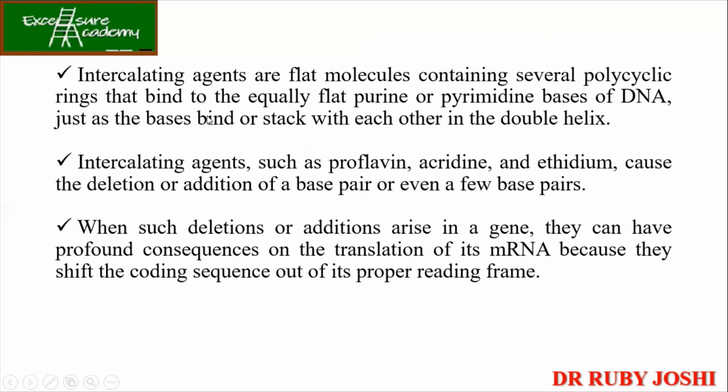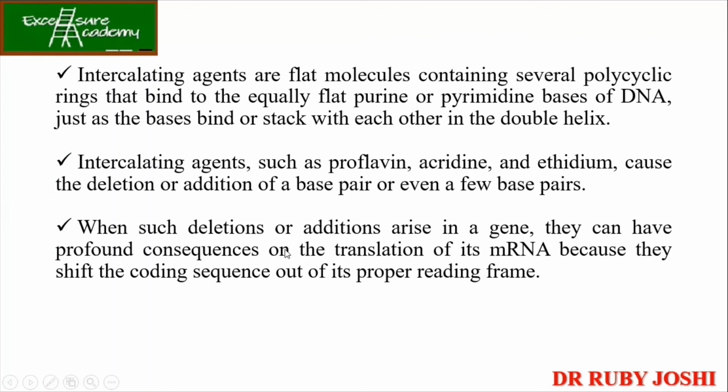Now again, intercalating agents, they are flat molecules. They contain several polycyclic ring structures, and they can get integrated into the DNA. So intercalating agents like proflavin, ethidium, they all cause deletion or addition of base pairs, a few bases. So because of them, what will happen? Additions and deletions happen.